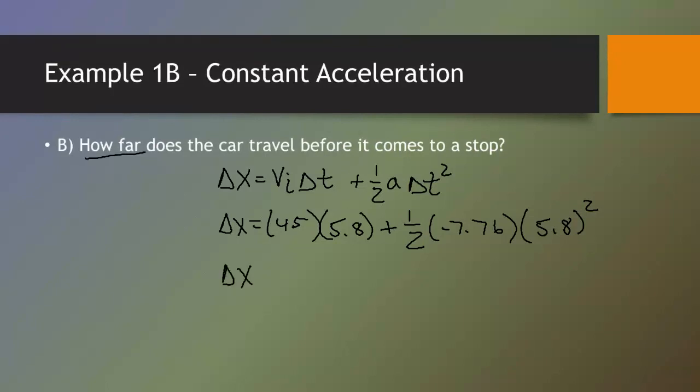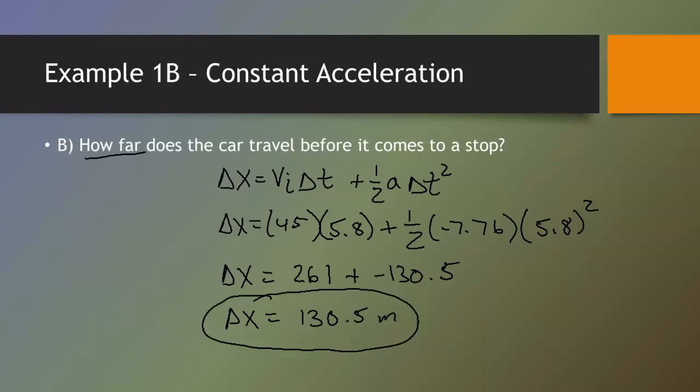This gives you delta x equal to 261 plus negative 130.5. I did a little bit of rounding here. And so that means delta x, the distance that the car travels, is 130.5 meters. So that's the distance that it travels before the car stops. So long as we're working on the same problem, all these values are pretty much going to stay the same. We are going to break some things up in just a few minutes.